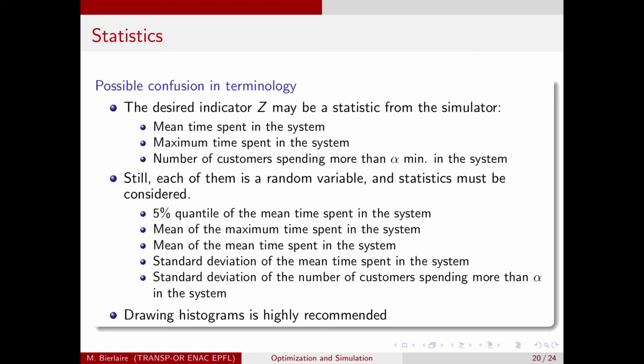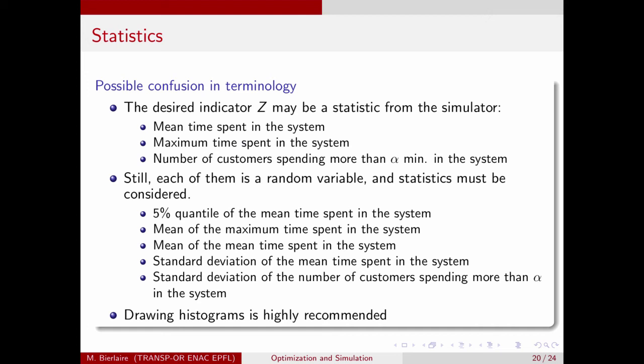It means that we can calculate things like the 5% quantile of the mean time spent in the system. So for the mean time spent in the system, for each draw we calculate the mean across all customers. Then we plot the distribution of this mean and we get the 5% quantile. Or we can calculate the mean of the maximum time spent in the system, or the mean of the mean time spent in the system, and so on. So the standard deviation of the mean time spent in the system, the standard deviation of the number of customers spending more than alpha in the system, and any combination that you deem useful.